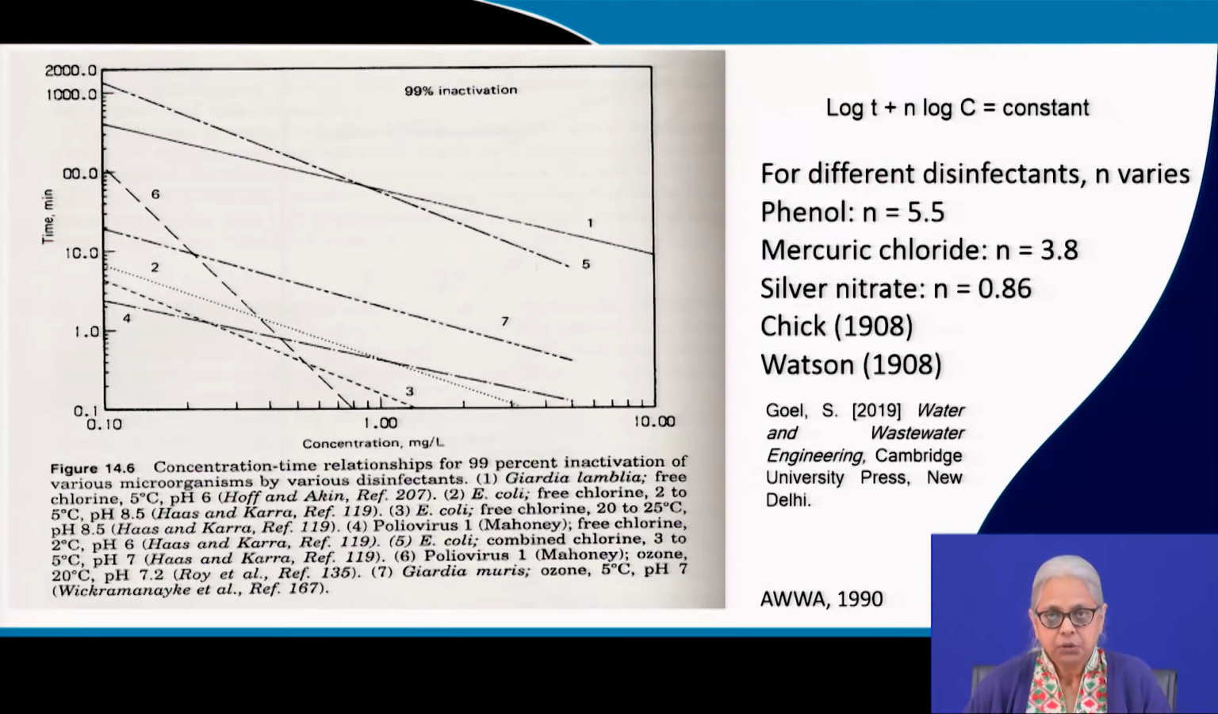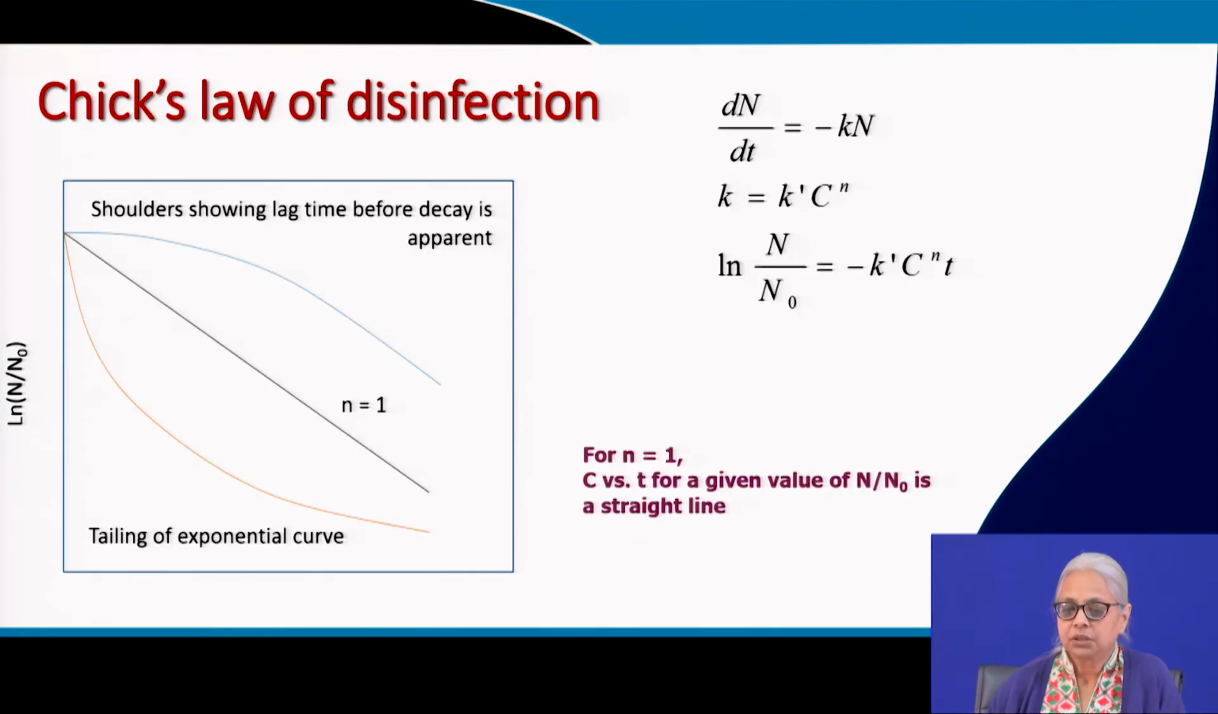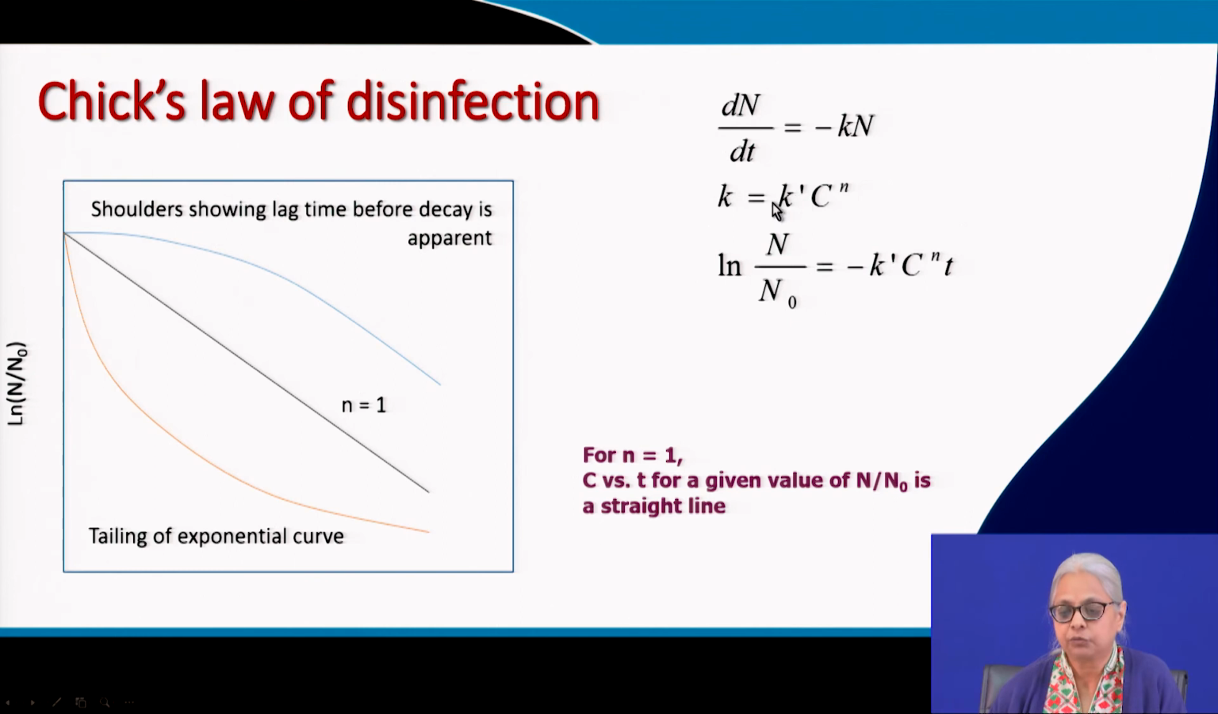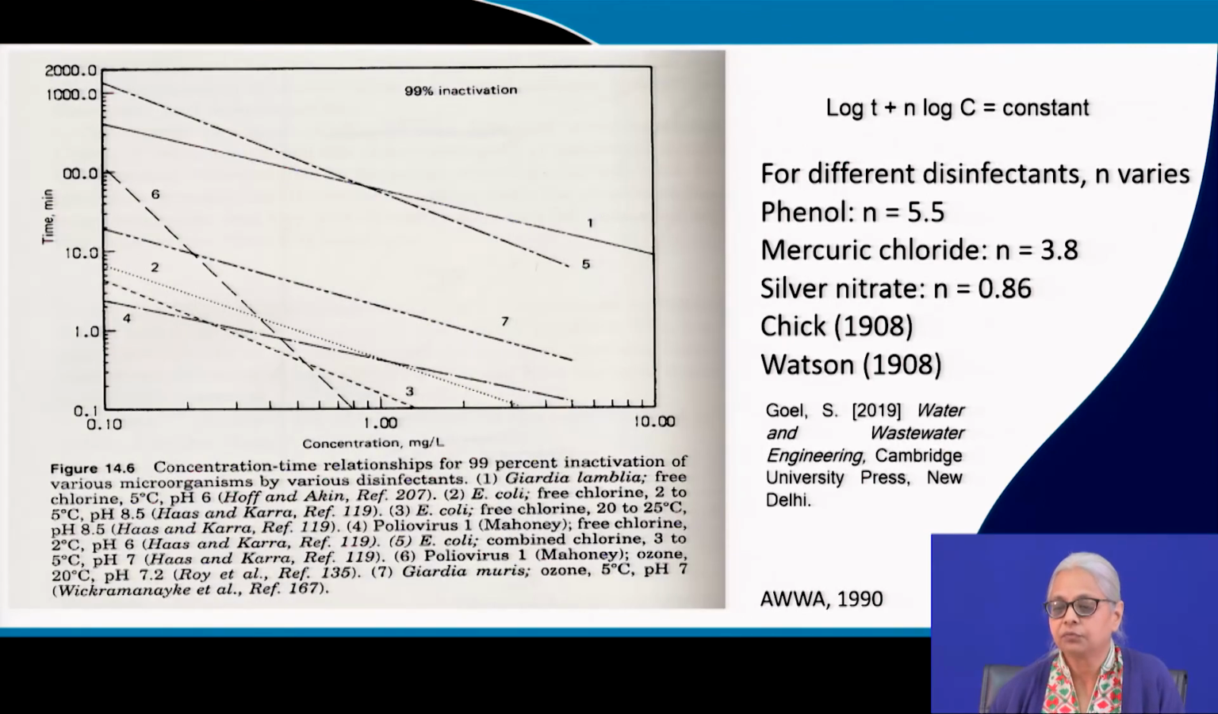As part of the Chick-Watson law of disinfection, the same equation that is written over here can also be written in another form. So if I take the log, log k will be some constant, and then you have log k dash n times log c. So I'll modify all of this. So this is the equation that you get.